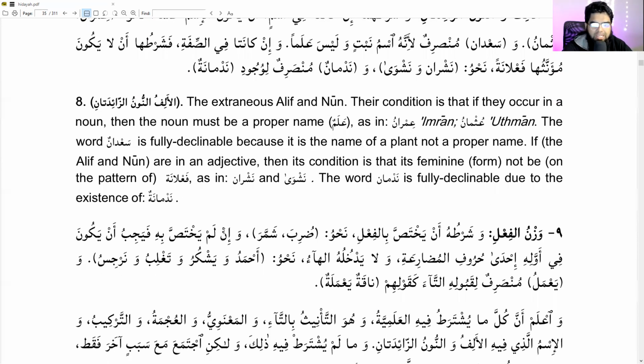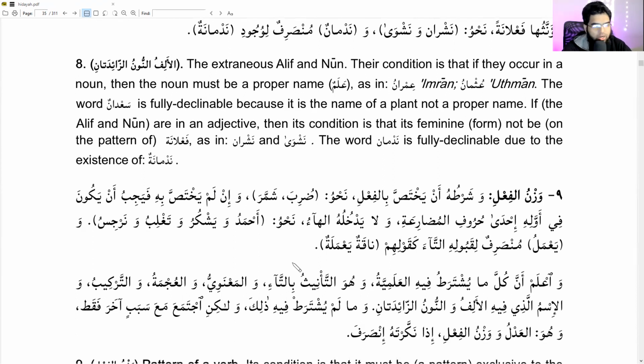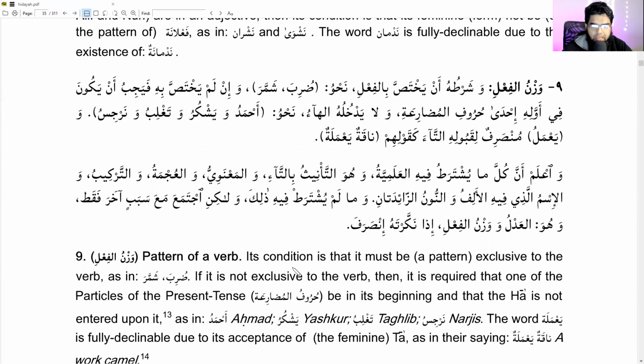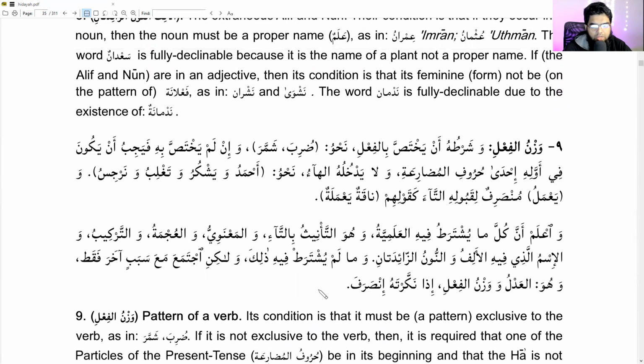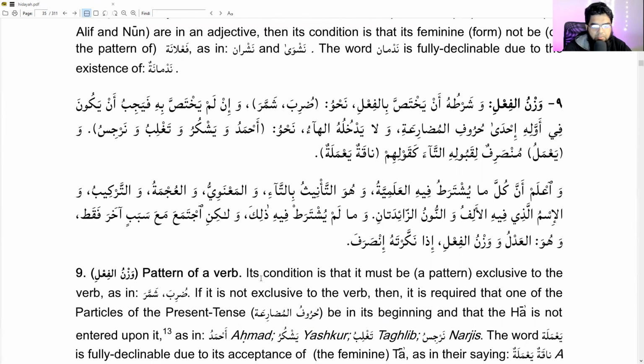So شمر. وإن لم يختص به فيجب أن يكون في أوله إحدى حروف المضارعة. And if it is not exclusive to the verb, then it is required that one of the particles of the present tense, حروف المضارعة, be in its beginning. ولا يدخله الهاء, and ha should not be entered upon it.